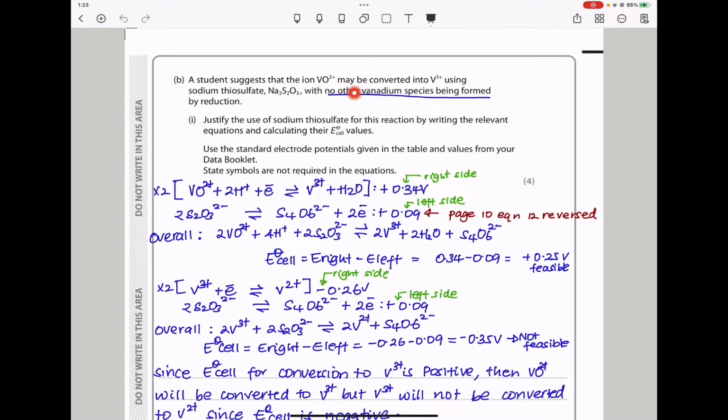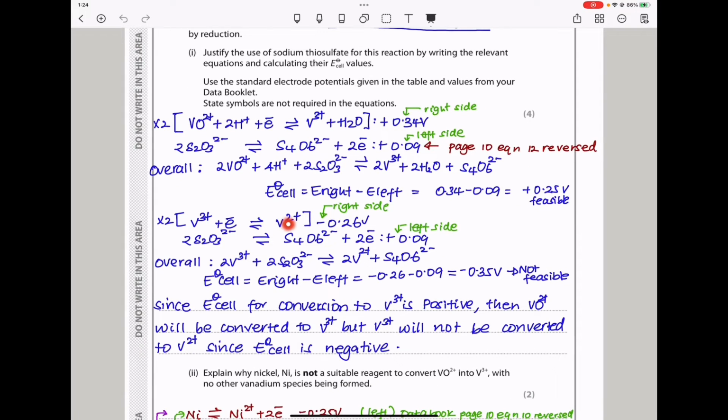But the question said with no other vanadium species being formed, so we have to find out if there is a possibility of the formed vanadium 3 being converted to vanadium 2. So I used vanadium 3 to vanadium 2 from the table, and again the equation for thiosulfate from the data booklet. This is 0.09 volts, and this is from the table, negative 0.26 volts. And again, I multiply by 2 to make the electrons 2 here as they are here, and combine to make the overall equation, which is that. The E theta for that cell is going to be E right minus E left. We know this is going to be on the right, and that is going to be on the left. So combining the two, I got negative 0.35 volts.